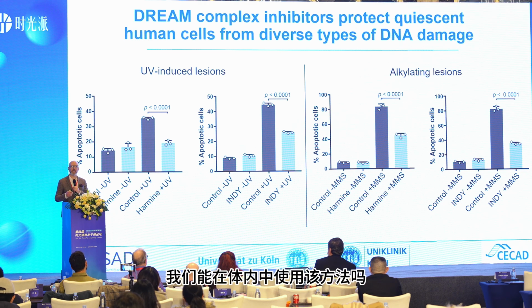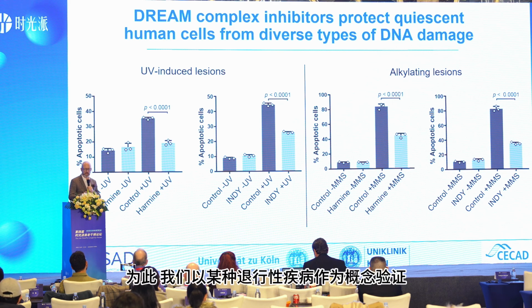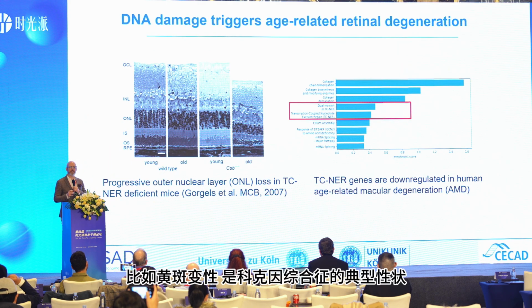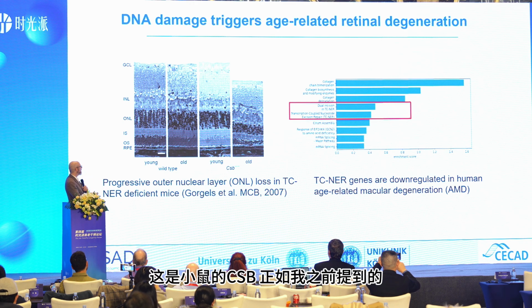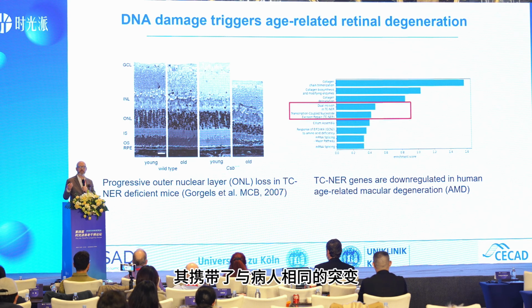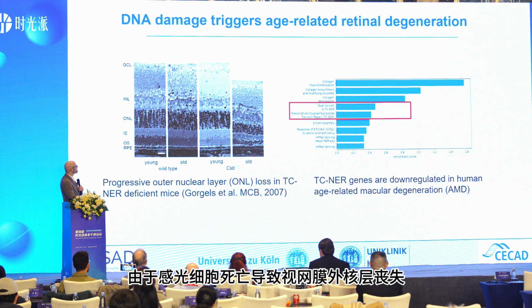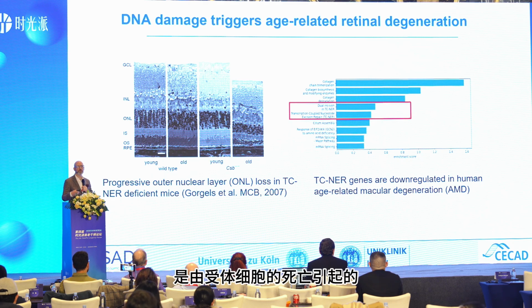Can we use that in vivo? For this, we turn to a specific degenerative disease as a proof of concept, which is retinal degeneration. That is a hallmark disease of Cockayne syndrome, for example. I showed you the patient. And here in a mouse model of CS that carries the same mutation as this patient that I showed you earlier, there is progressive retinal degeneration by the loss of the outer nuclear layer that is driven by the death of photoreceptor cells.